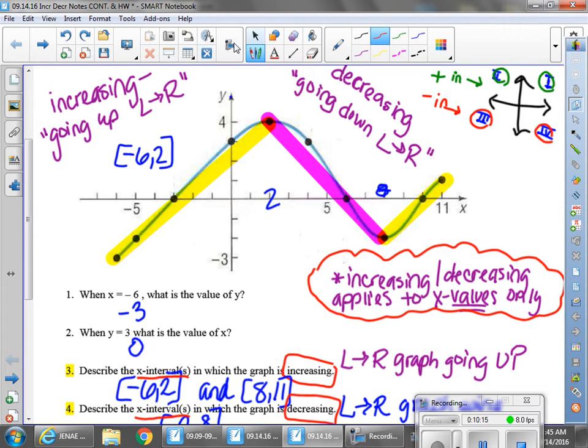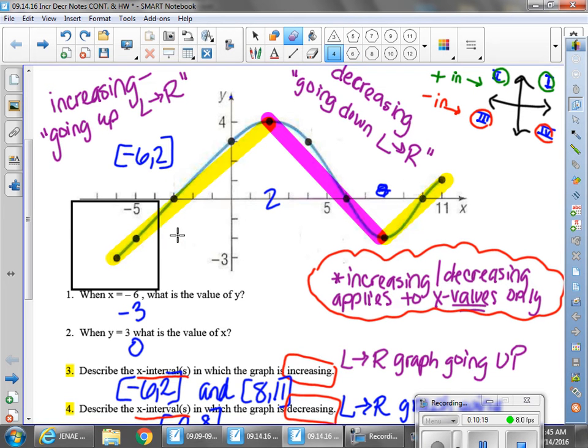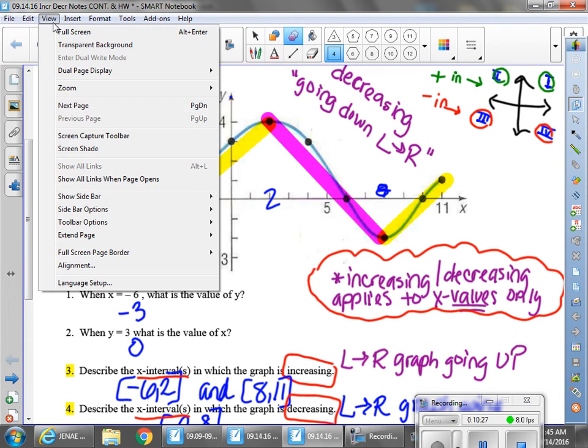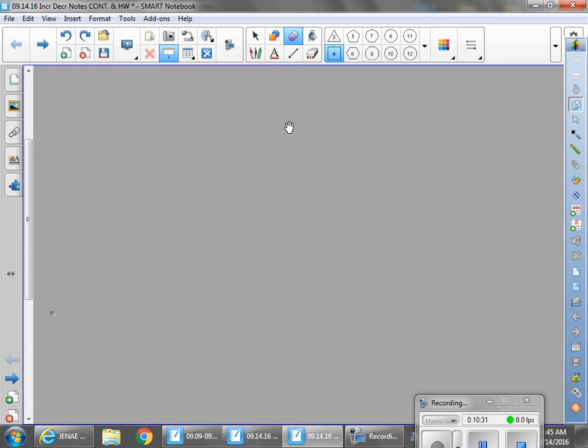Let me see if I can be crafty here. Nope, that's not going to work. I want a shade. Can I get a shade? Shade, shade, shade. Screen shade. Ha! Check that out.